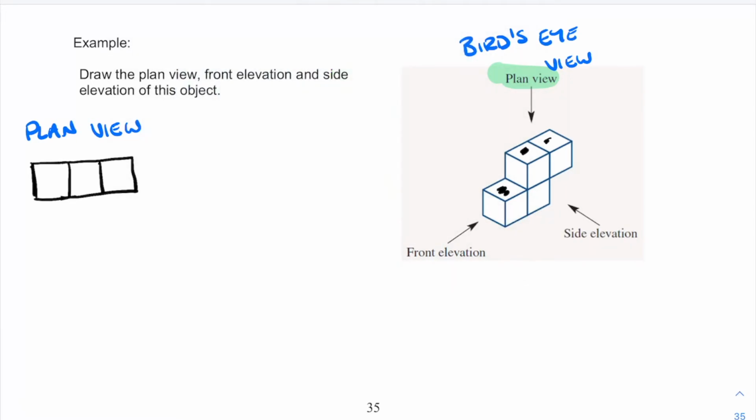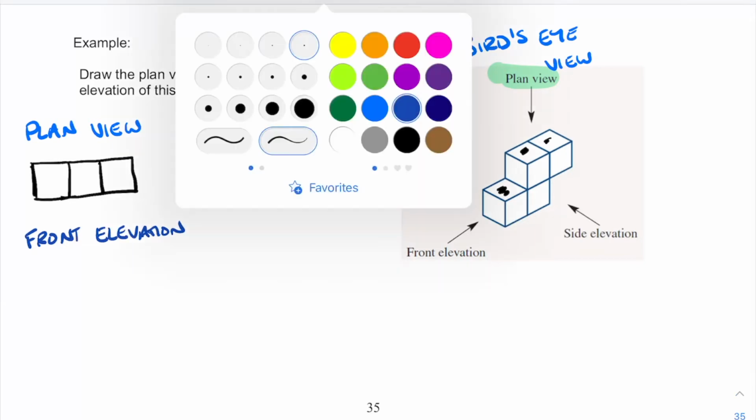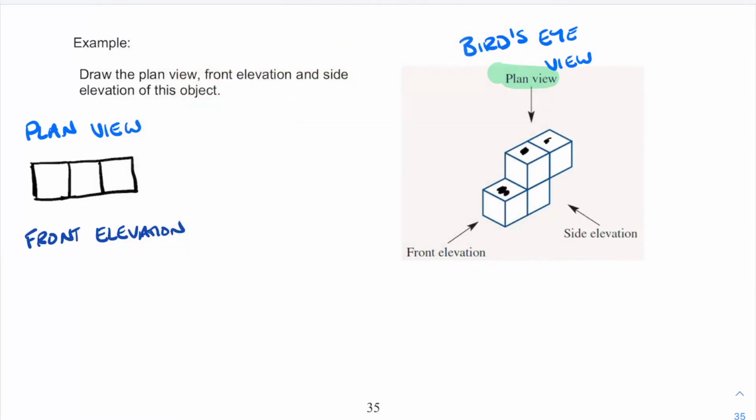Now, our front elevation is going to look a little bit different. I'm going to do that in a very different color. Okay, so our front view is looking at just this box here and that box there. So our front elevation is just going to be those 2 boxes. Okay, there's our front elevation, looking at it from the front of that shape.